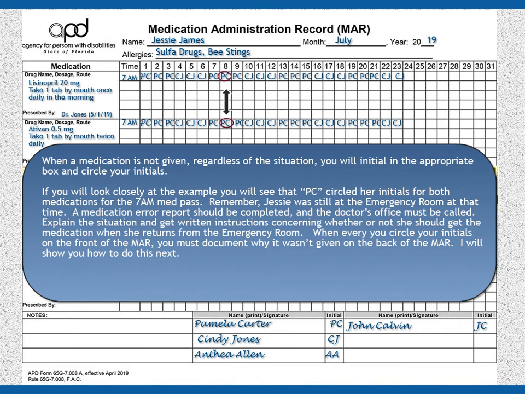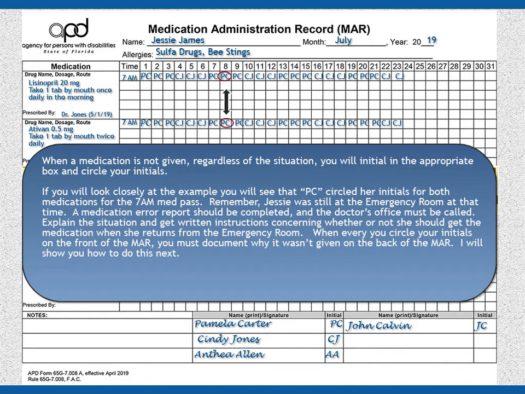When a dose of medication is missed, regardless of the situation, you must document the missed dose and complete a medication error report. The documentation starts by you initialing the appropriate box and circling your initials. If you look closely at the example, you will see that PC circled her initials for both medications at 7 a.m. MedPass. Remember, Jessie was still at the emergency room at that time.